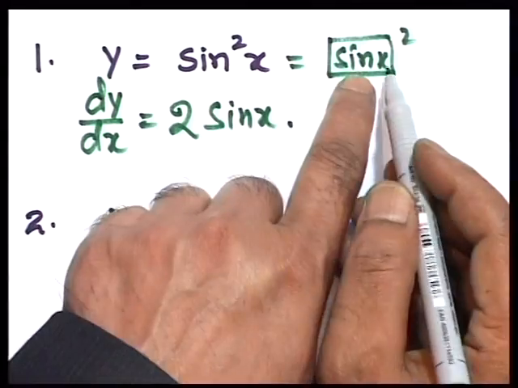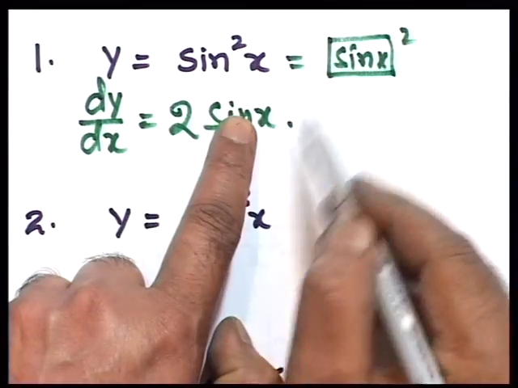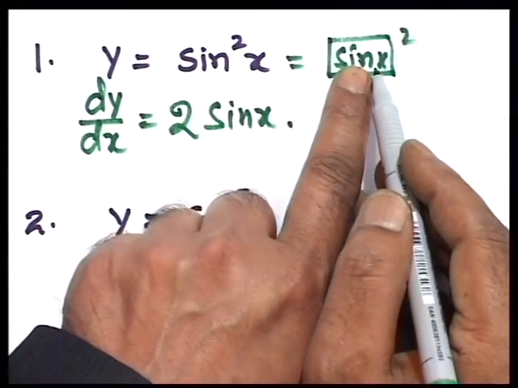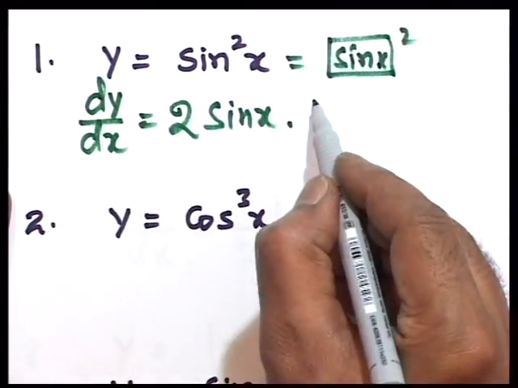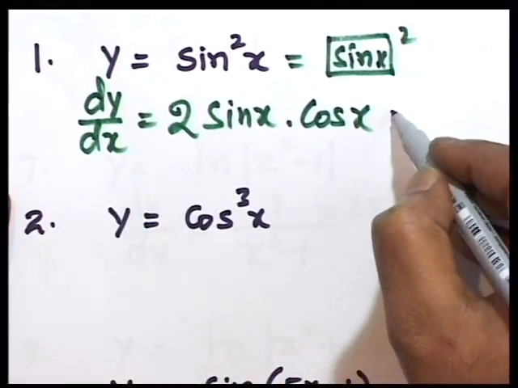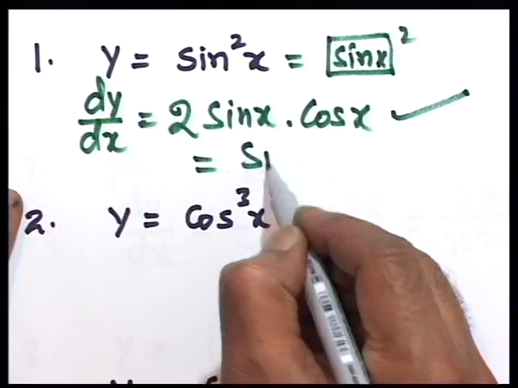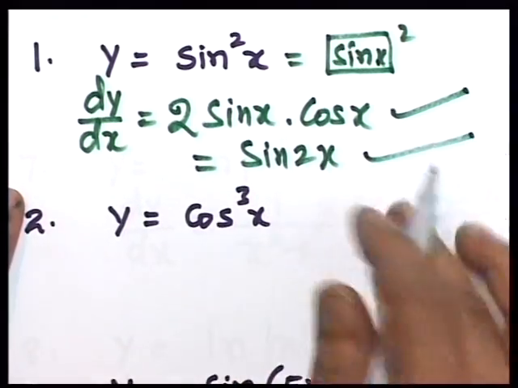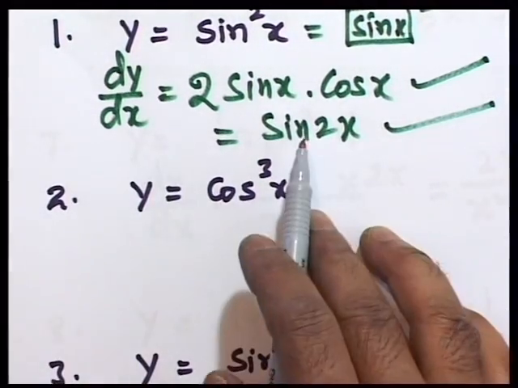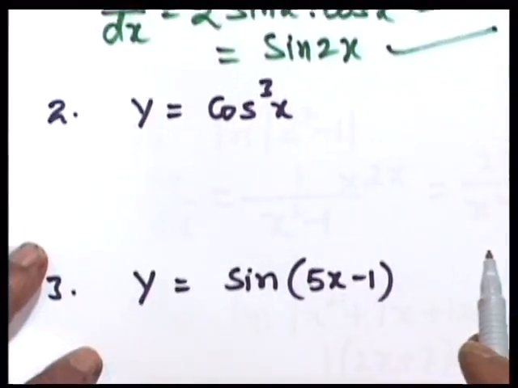So when you differentiate that, you get 2 times the box. Then you differentiate that particular box, which is sine, it comes down to cos x. You can leave it like that, or using double angles in the exam, maybe you can show that as sine 2x if they want. Right, so that's the first one.